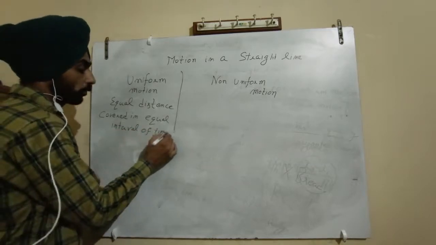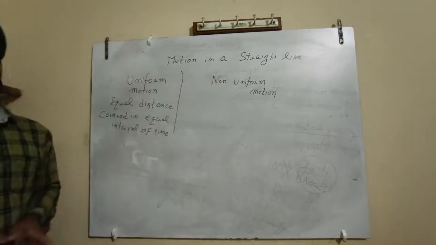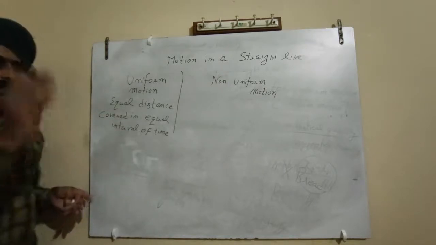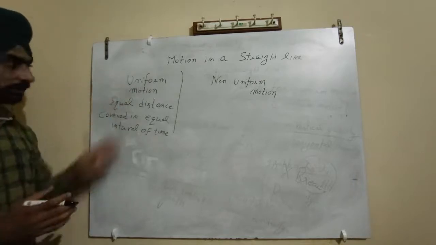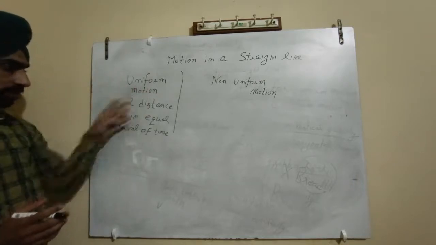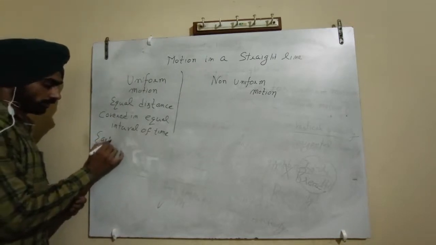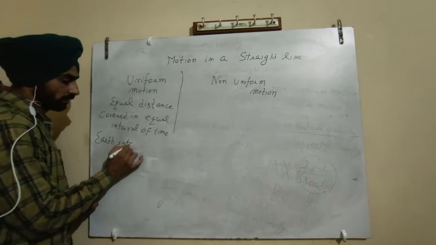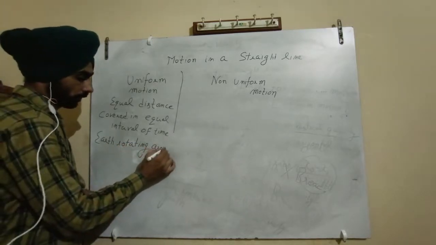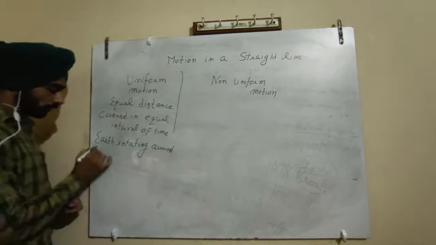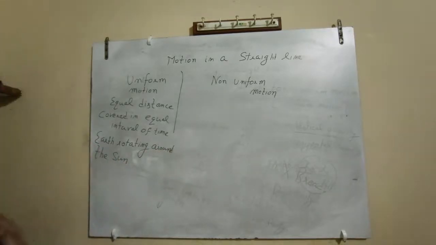So make a guess, from real life examples, which thing is doing uniform motion. You know the Earth is rotating around the sun and it is having uniform motion. It is covering equal distance in equal interval of time. Earth rotating around the sun is an example of uniform motion.